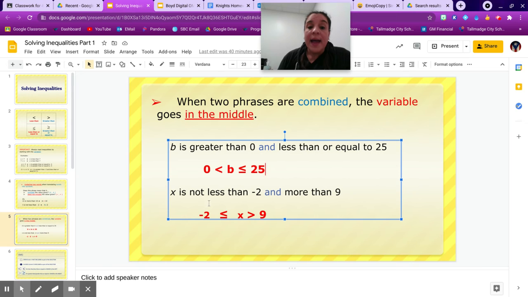X is not less than -2, so x is greater than or equal to -2, and x is more than 9, so x is greater than 9. So you're going to put the variable in the middle, and then you're going to have to write this part of the inequality, kind of reading it from right to left. So keep that in mind to make sure that your symbol is going the correct way.